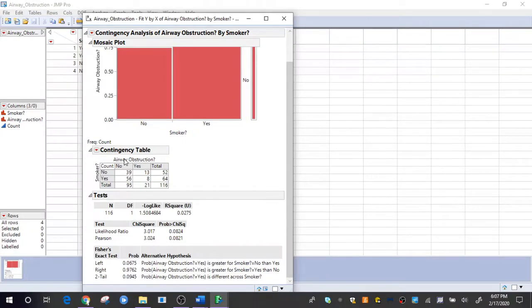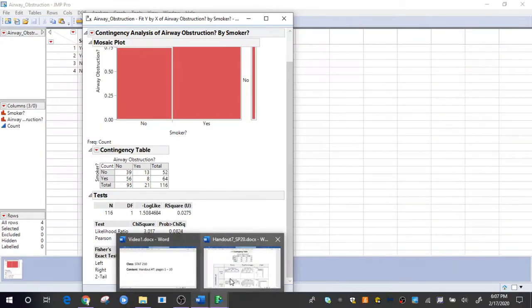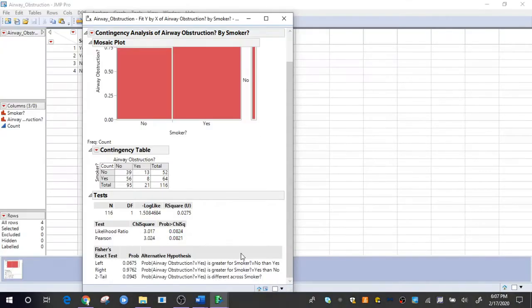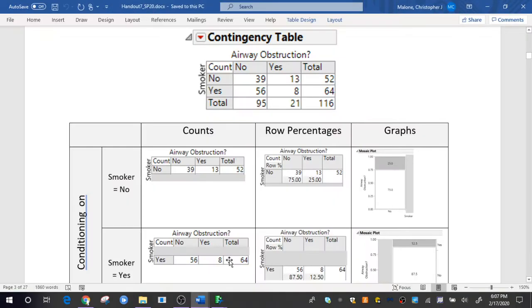So this is the same table that I had initially in the notes there on the top of page 1. Let's go ahead and go back to the notes here. So for the non-smokers, how many of those did not have airway obstruction? That was 39. Of my non-smokers, how many had airway obstruction? That was 13, for a total of 52. And then likewise for my smokers.